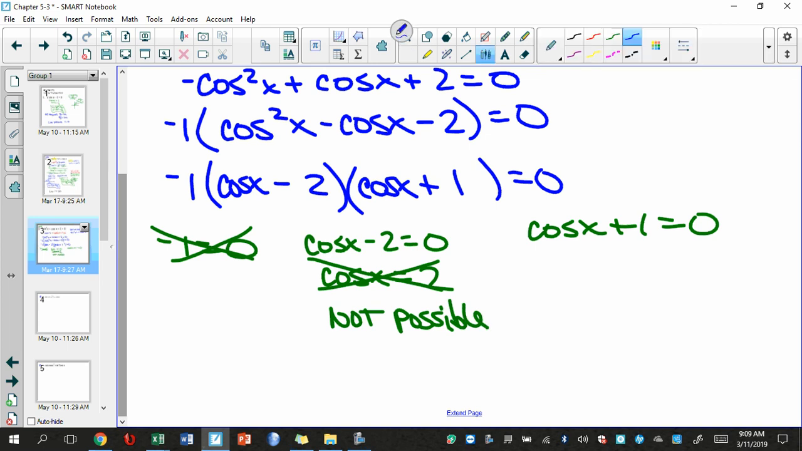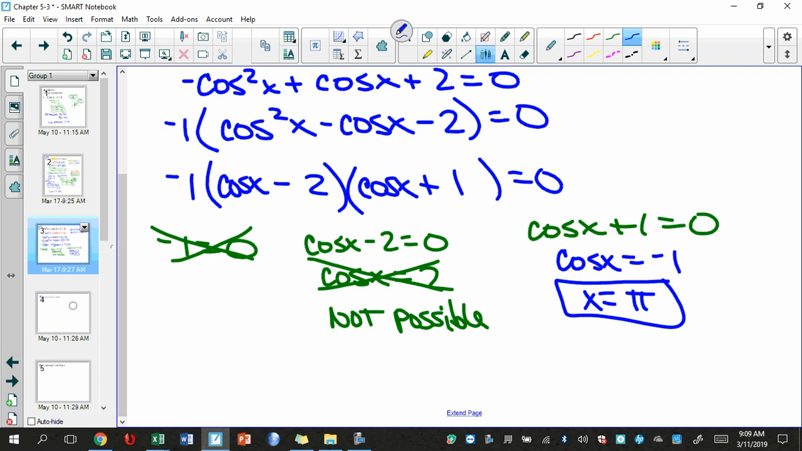Okay, so come over here. This is going to have the cosine of x is equal to -1. So what angle on the unit circle has a cosine of -1? Which is strictly pi. Does that make sense, yes or no? We good? Make sense? Okay, let's keep on going.